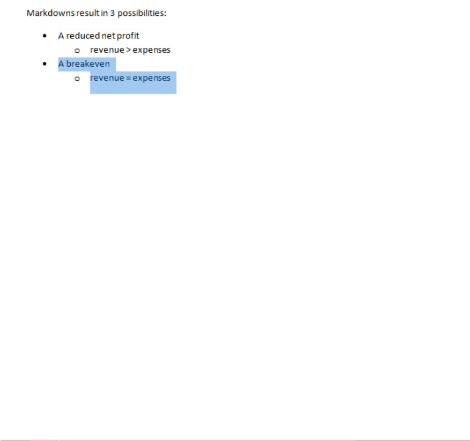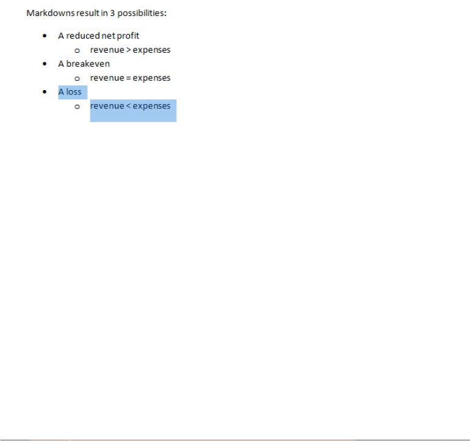In this video, we will be discussing profit or loss. Because when you get a markdown, there are three possible outcomes of that markdown. The first is a reduced net profit. So that's when the revenue still exceeds expenses. But now if the revenue equals expenses, then you get a break even. So the company didn't make anything on that sale.